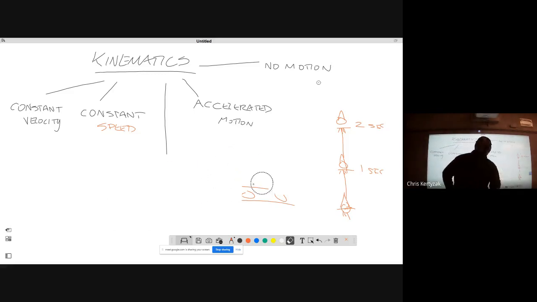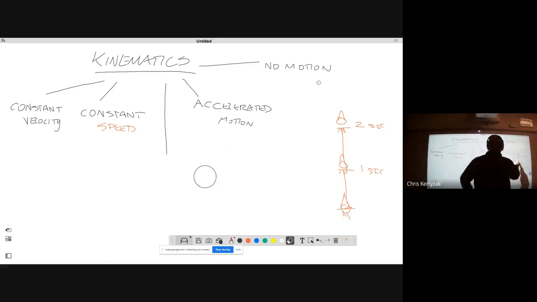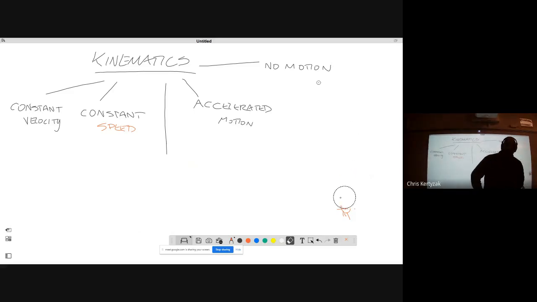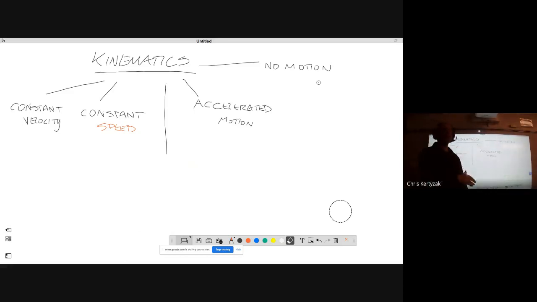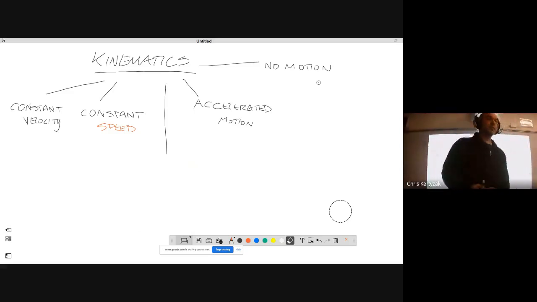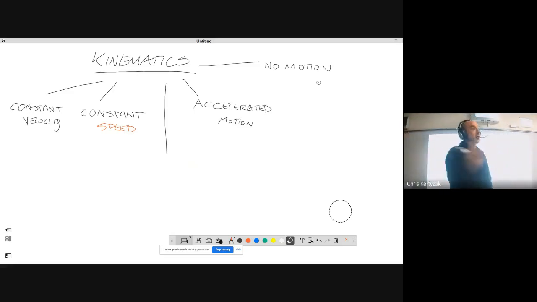For constant acceleration, what we're indicating is that the rate at which your speed increases is constant. So you're gaining a certain amount of speed in the first second, and then a certain amount of speed in the second second, and a certain amount in the third second, because your car is accelerating along the road with your foot on the gas.